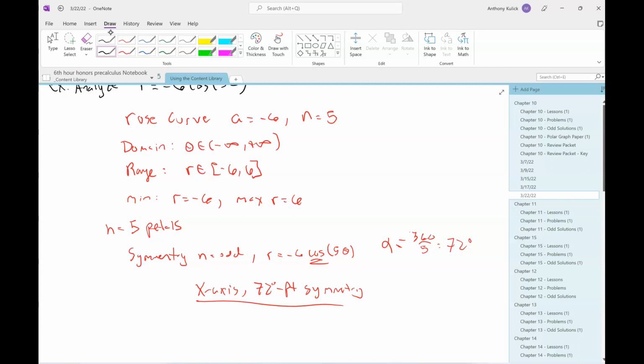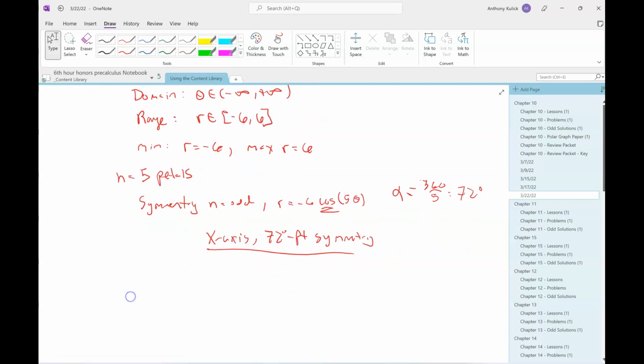Okay. There's another type of curve that we're going to talk about. And that's going to be the last thing that we have to talk about. And these are called limaçon curves.